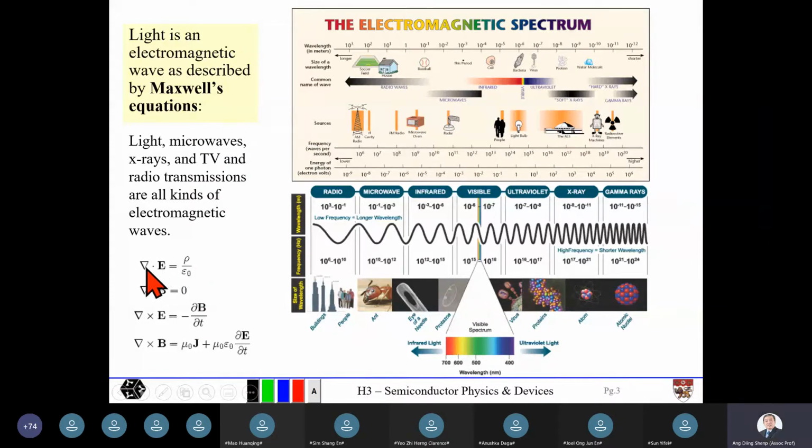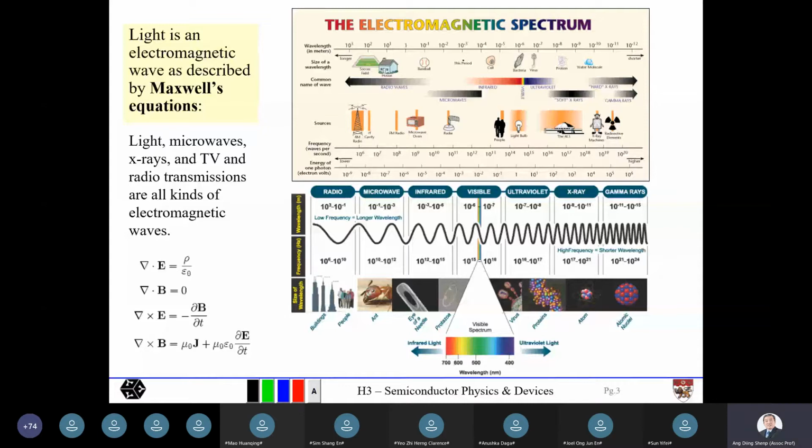They are expressed in differential form. This inverted triangle, I'm not too sure if you are familiar with this, is called the divergence operator. If you look at only one dimension, for example along the x direction, this divergence operator simplifies to a differential operator, which is d over dx.